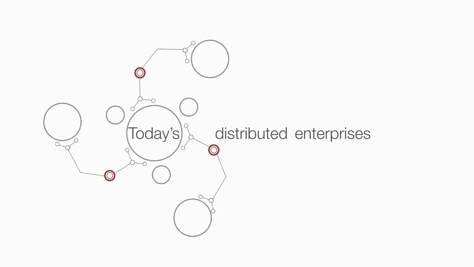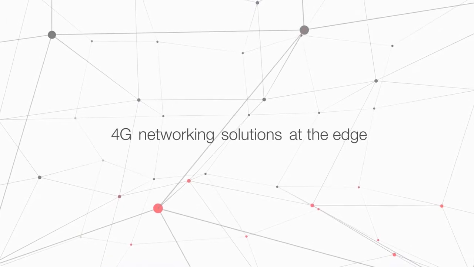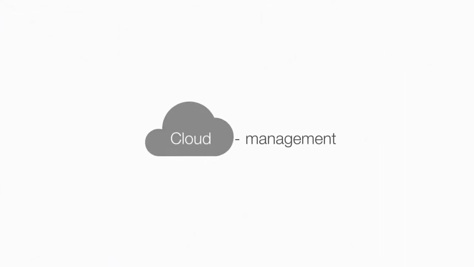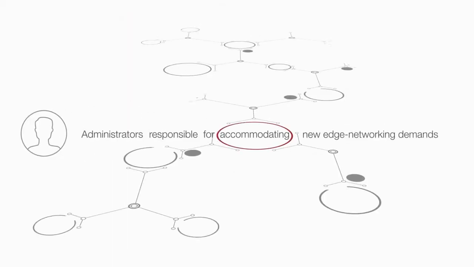Today's distributed enterprises require new and intelligent 4G networking solutions at the edge that combine advanced cloud management, high bandwidth reliability, and powerful analytics into one easy-to-manage platform that is highly reliable and secure. Administrators responsible for accommodating these new edge networking demands are working hard to control costs, but also drive higher efficiencies.